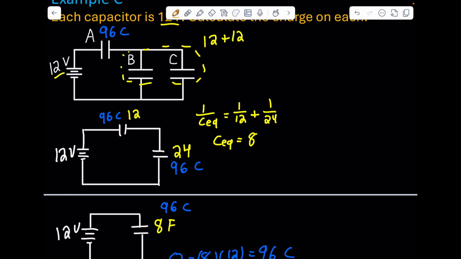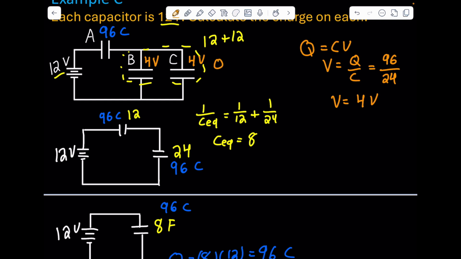I do know their total capacitance is 24 farads. So to find the voltage on each one, I'm going to find the equivalent voltage. From Q equals CV, voltage is going to be charge over capacitance. For B and C, the total charge, not the charge for each one, is 96, and the total capacitance for those two is 24. So both B and C are going to store 4 volts of potential difference.